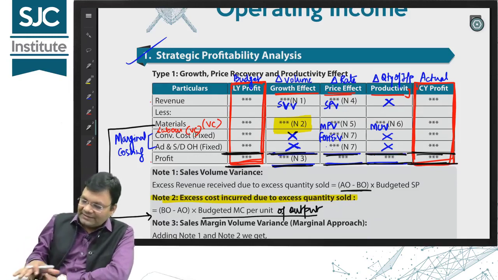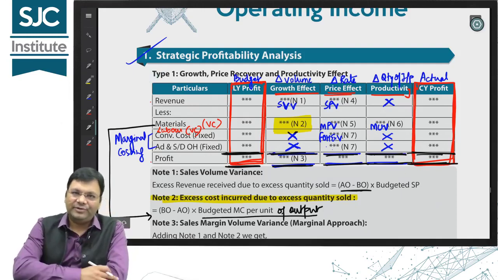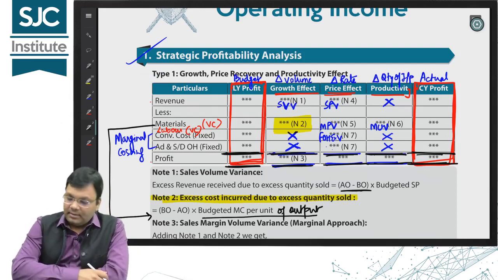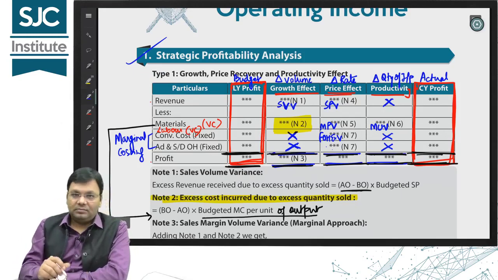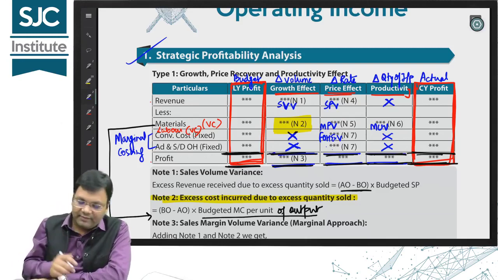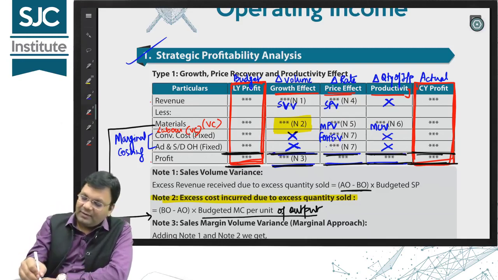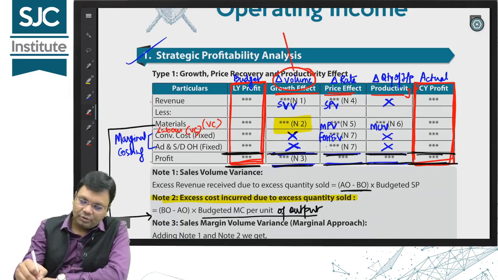When you are doing this analysis, we call it type 1. That is basically a type of question. Now you can do further analysis of this. There can be a step ahead of this analysis, where we try to find the reason for this change in volume. This change in volume comes due to two reasons.